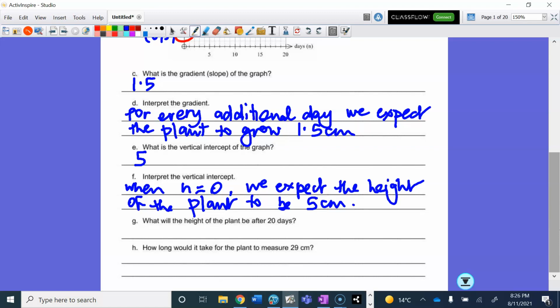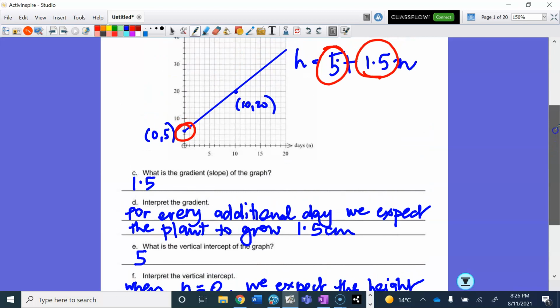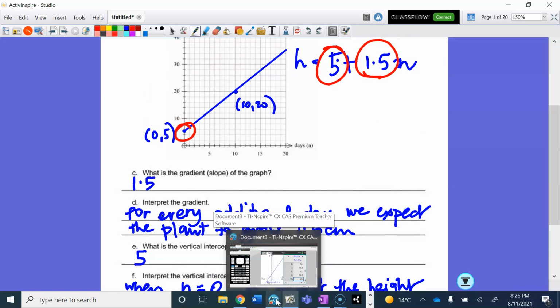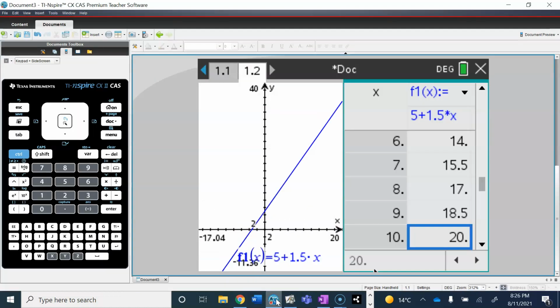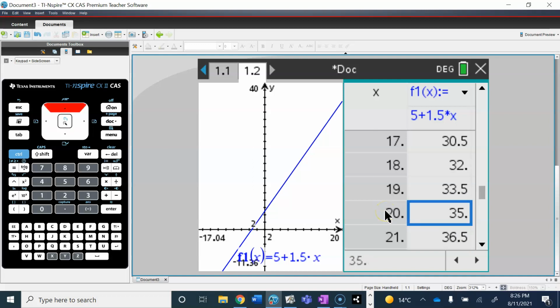The height of the plant after 20 days. If your graph was really accurate, you could read it off the graph. I'd be more inclined to go, I wouldn't be too trustworthy of my graph there. I could look at my table and scroll down to day 20 and say when the number of days is 20, the height of the plant is 35. So that's a nice way to do it.